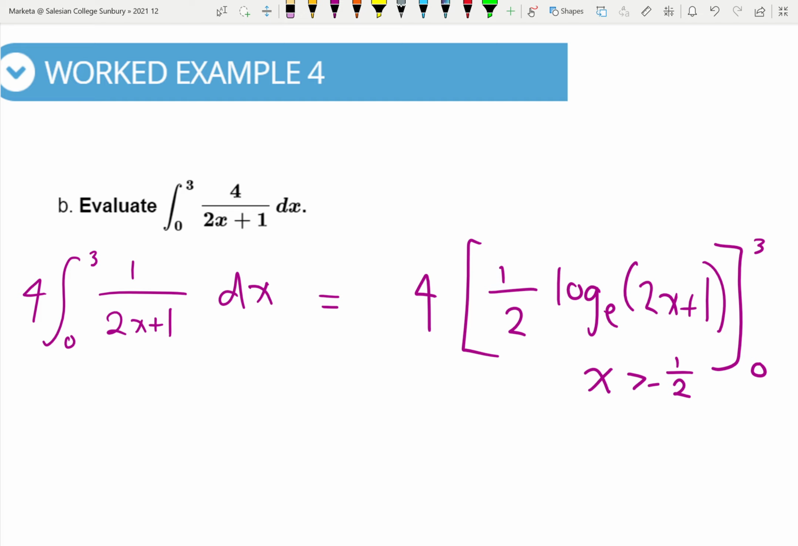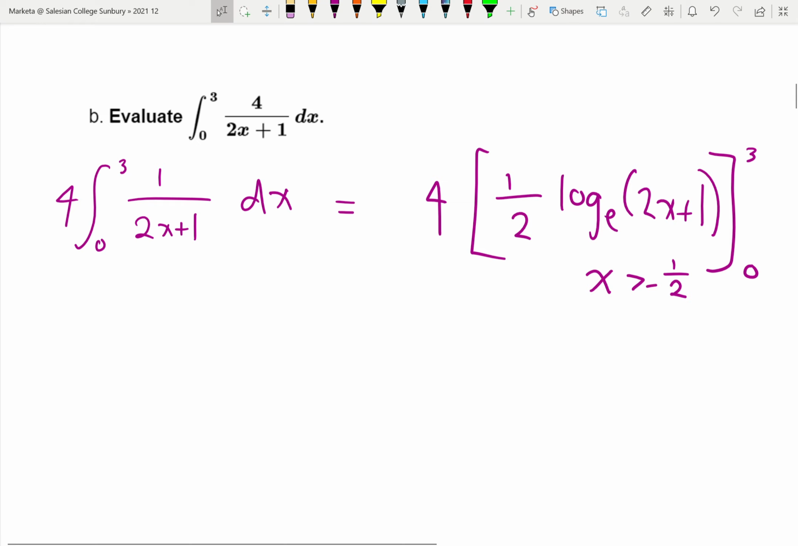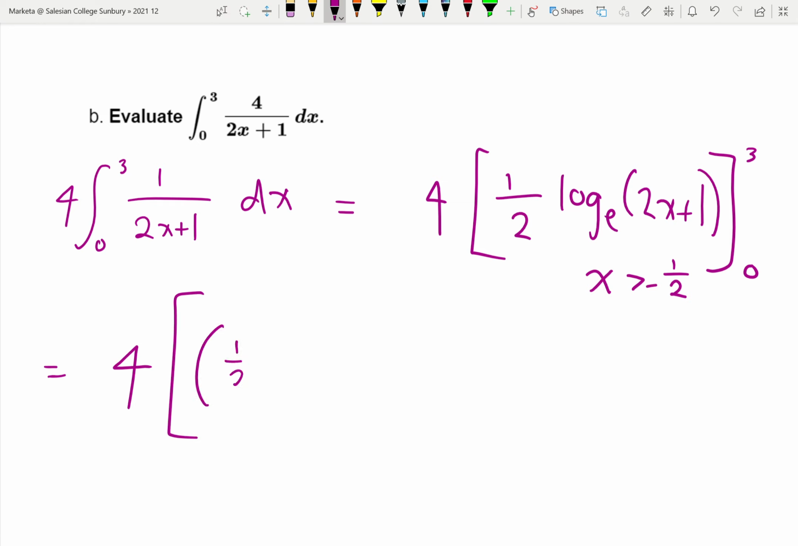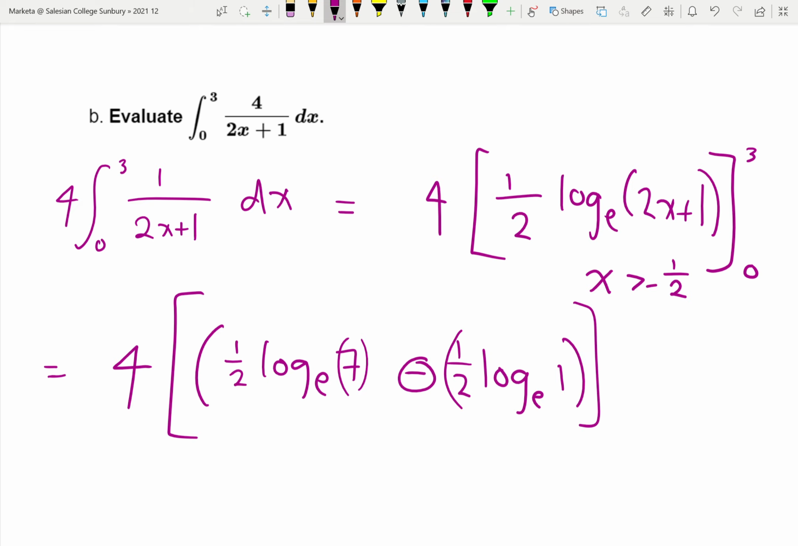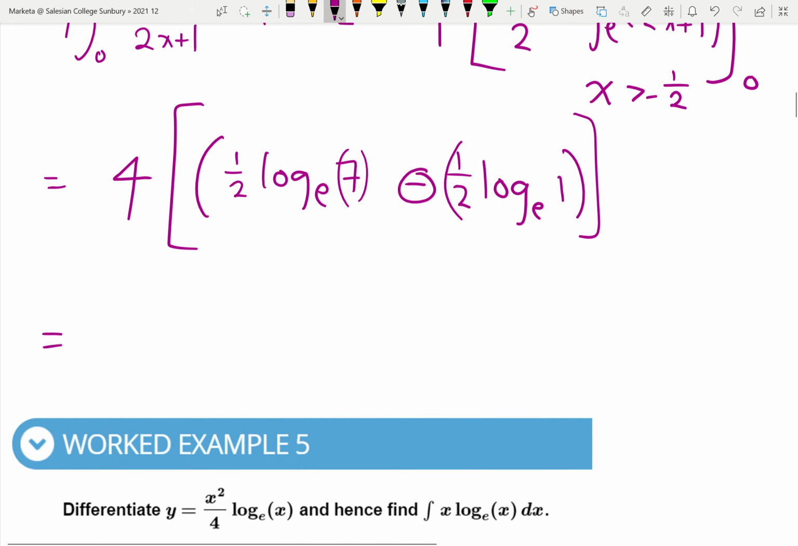Now let's go about subbing in our values of 3 and 0. So 4 times half log e, 2 times 3 is 6, plus 1 is 7, minus half log e, 2 times 0 is 0, plus 1 is 1. And then we get this half. I can take that out. Oops, not the negative. That. So let's just take that out. So that becomes 4 times half.